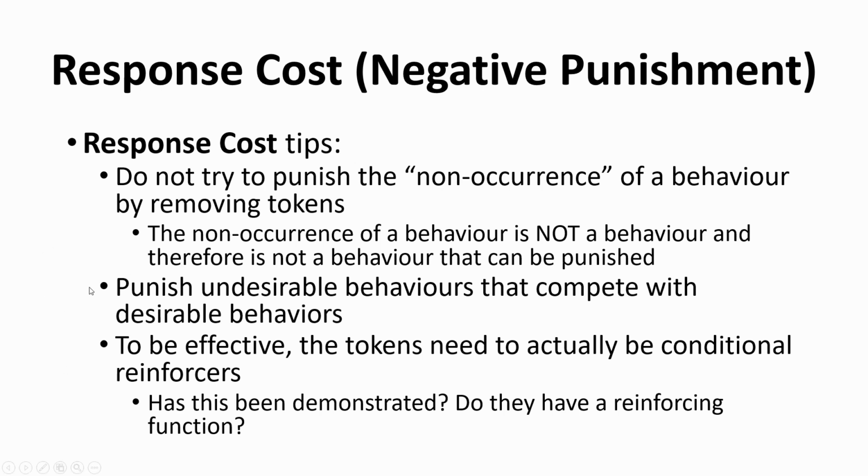As we already said, you should be punishing undesirable behaviors that compete with desirable behaviors. So if you're trying to get somebody to do more of something, you might want to try and directly target, so that they will do less of something that interferes with their ability to do the thing you're trying to get them to do more of.